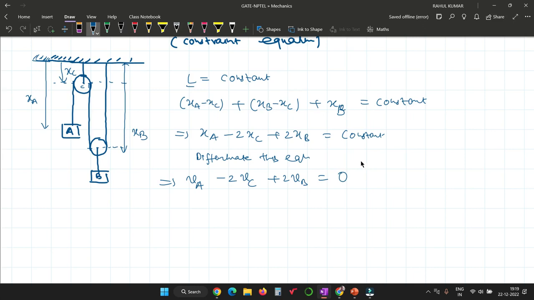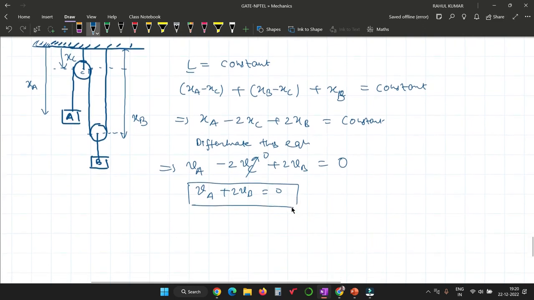Yes. Now you can see that since this pulley is not moving, because it is connected by this arm, there is no velocity of this pulley. So definitely this velocity will become 0, right? But this pulley is moving and this block is also moving. So there is a relation between point A and point B.